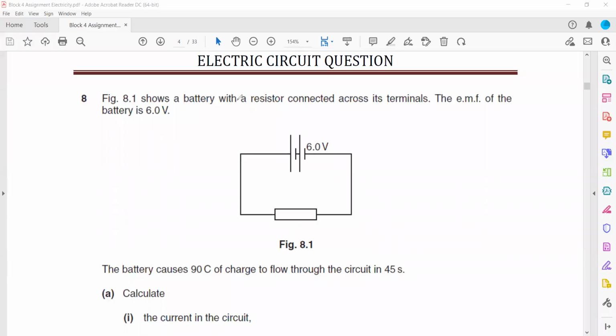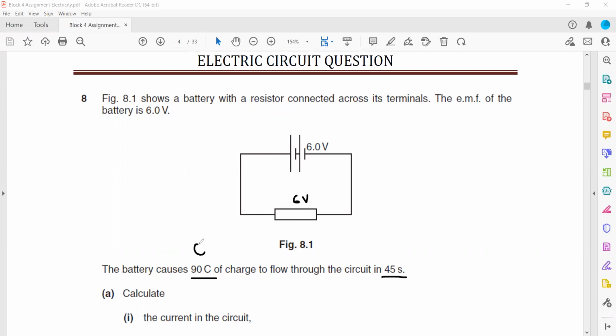So figure 8.1 shows a battery with a resistor connected across the terminal. The electromotive force, or EMF, is 6 volts. This EMF is 6 volts because the only component connected is a resistor, so the resistor will have a potential difference of 6 volts as well. The battery causes 90 coulombs of charge to flow through a circuit in 45 seconds.